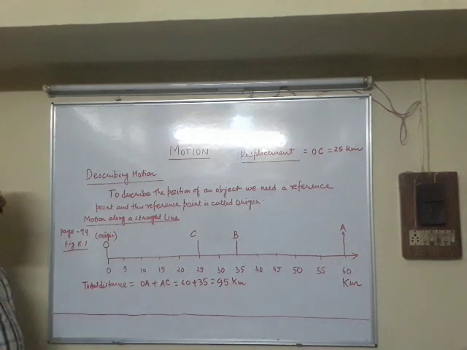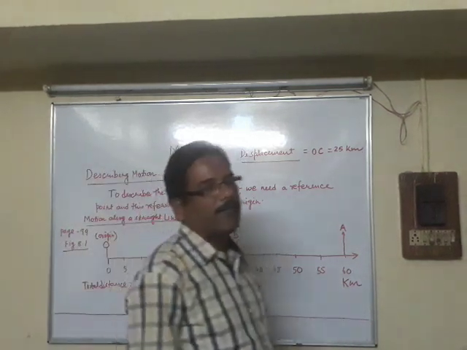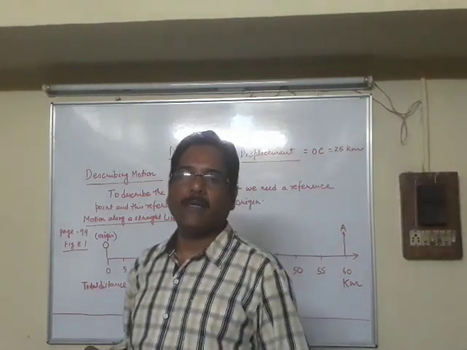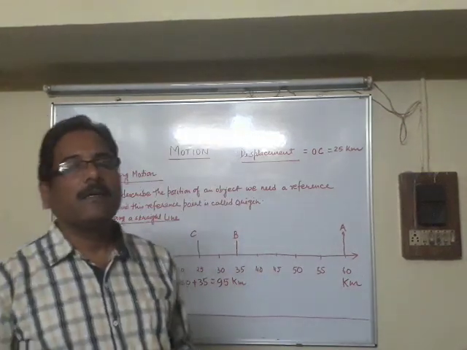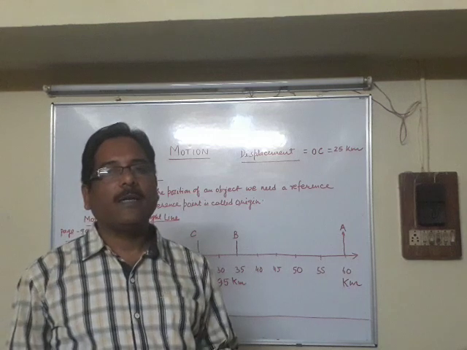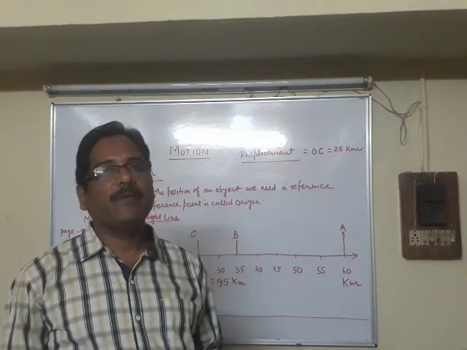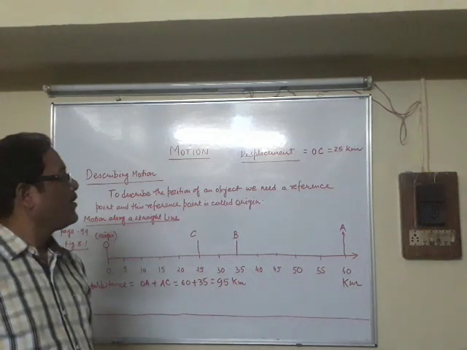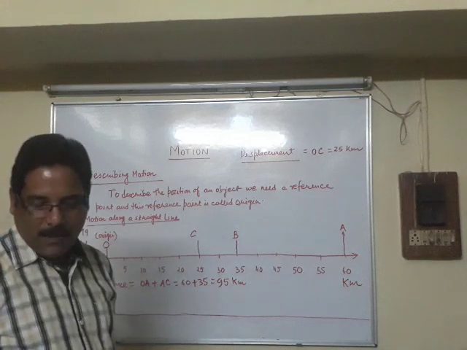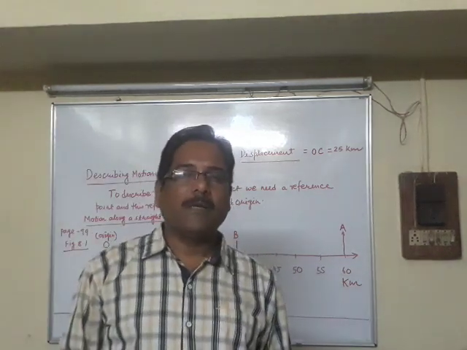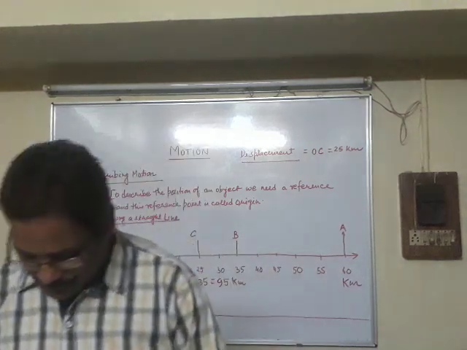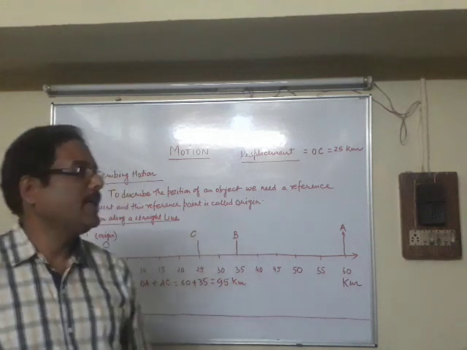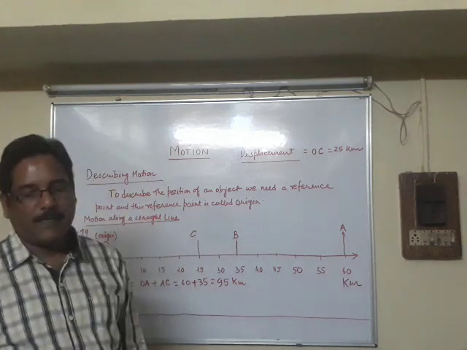Isn't it? So how can you define distance? Distance is the length of the actual path traveled by the body, whereas displacement is the shortest straight line distance between initial and final position. We can make our concept clear by taking more examples, and it is your homework to write the difference between distance and displacement.